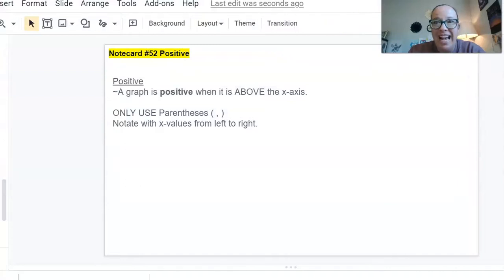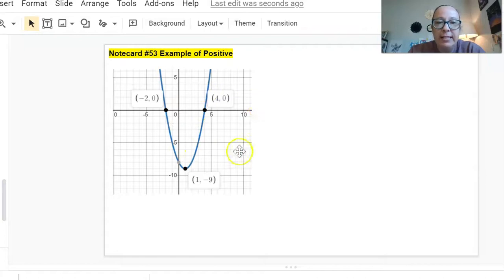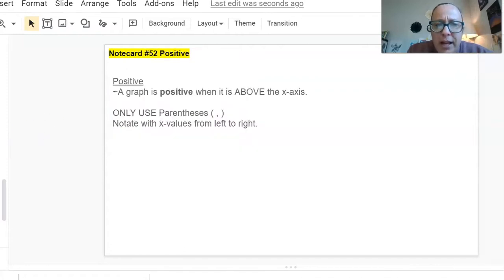All right, welcome back. So let's do an example. Note card 53, example of positive. So if we look at this, it dips below the x-axis. I want to know where it's positive. And guys, remember, that is where it is above the x-axis. This is above the x-axis, two different places. Here, look where I'm hovering, and here. So you've got to determine where is it above the x-axis. Here and here. Once you determine that, you notate it with x values from left to right.